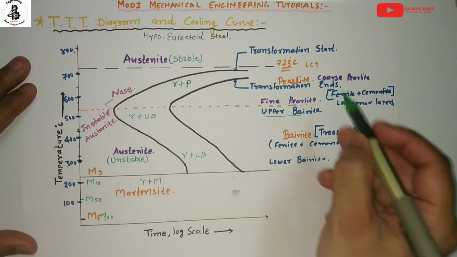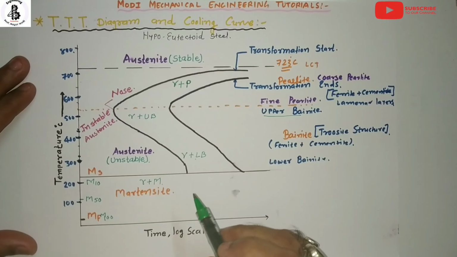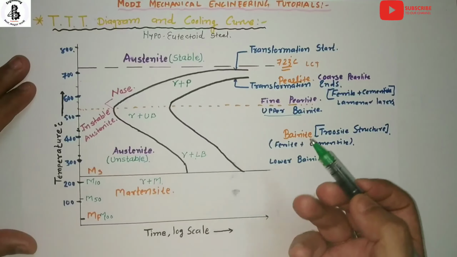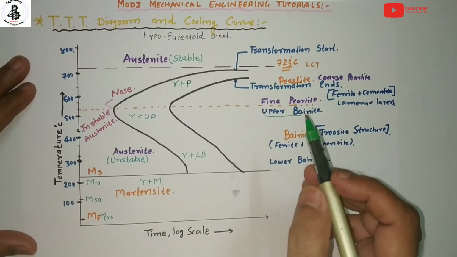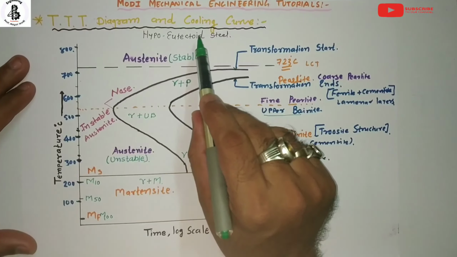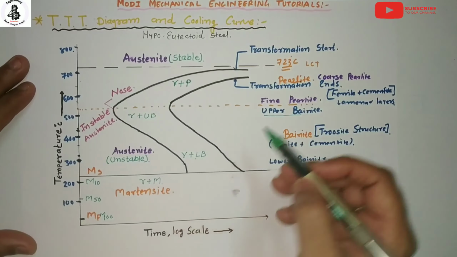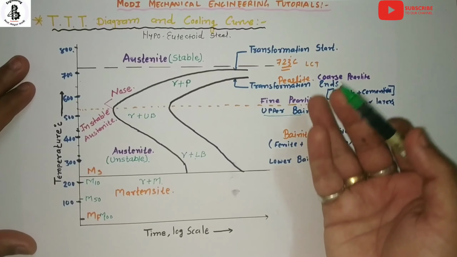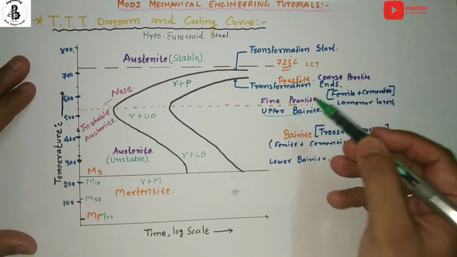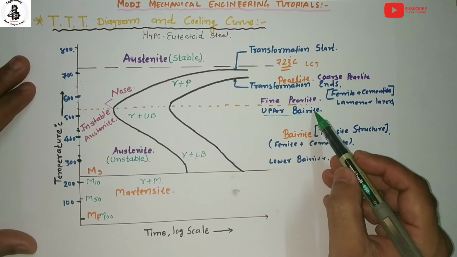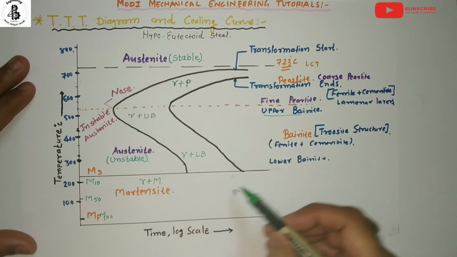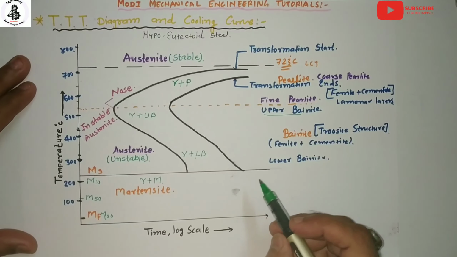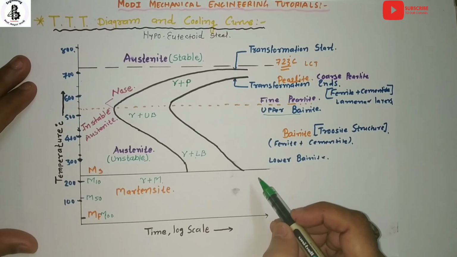Now the important part of this theory: which cooling rate is preferred, or which heat treatment process is preferred, or by which cooling curve you will get different structures like coarse pearlite, fine pearlite, upper bainite, lower bainite, or martensite. Basically, these structures depend upon the requirements of the application.